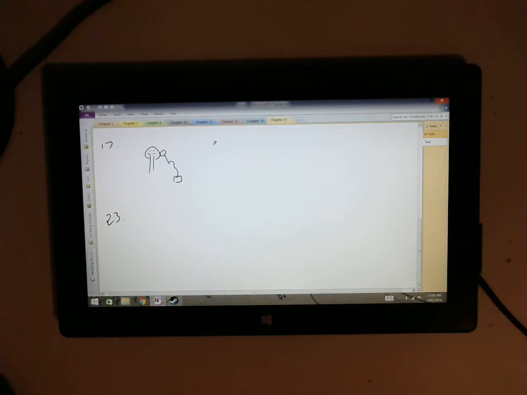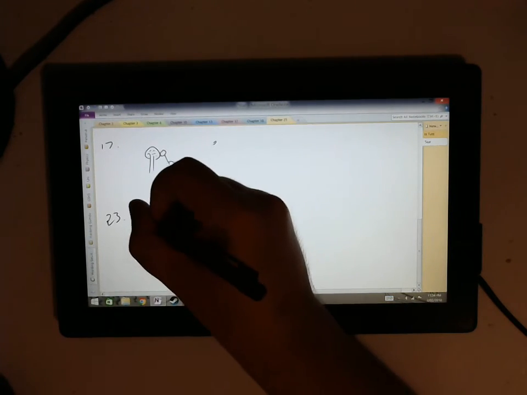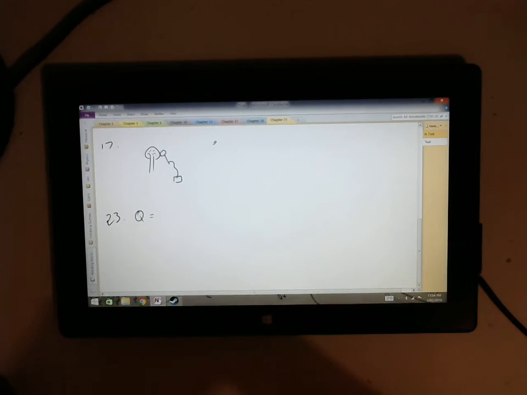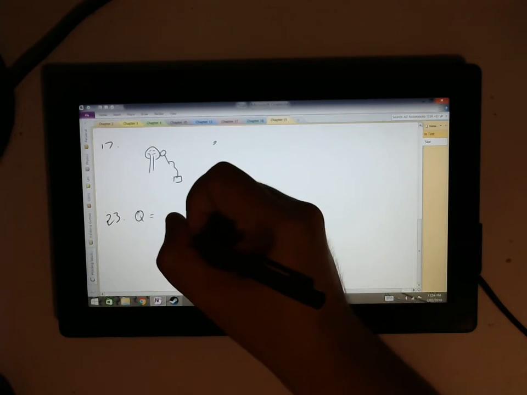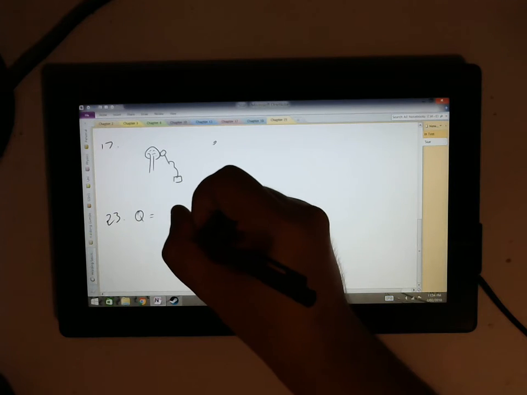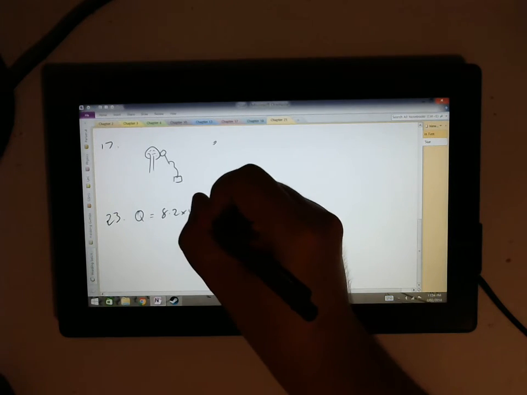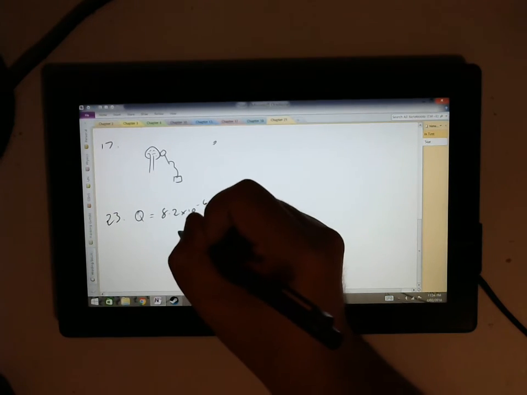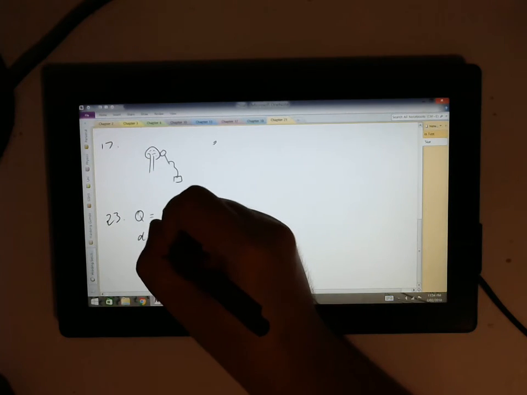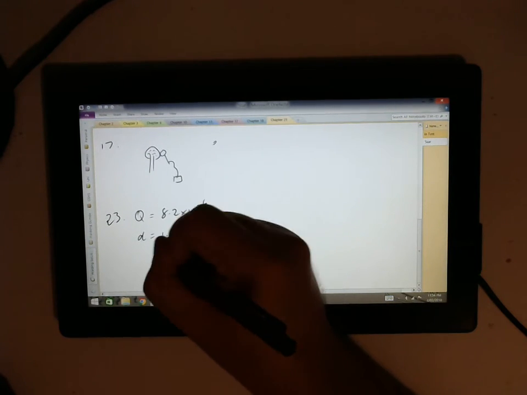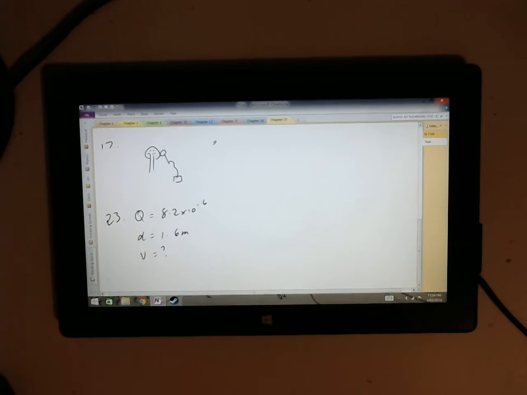23. Find the electric potential at a radial distance of 1.6 meters from a point source of charge of value 8.2 microcoulombs. So we've got our capital Q because we're talking about what's happening from this charge, which was 8.2 times 10 to the negative 6. We know the distance equals 1.6 meters, and we want to know the voltage.